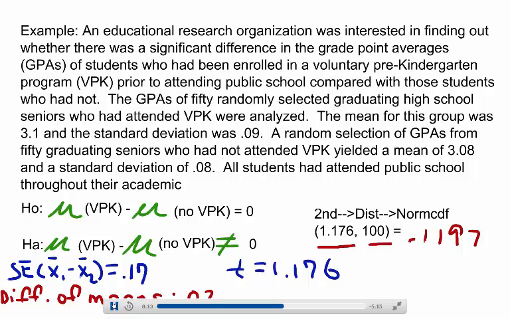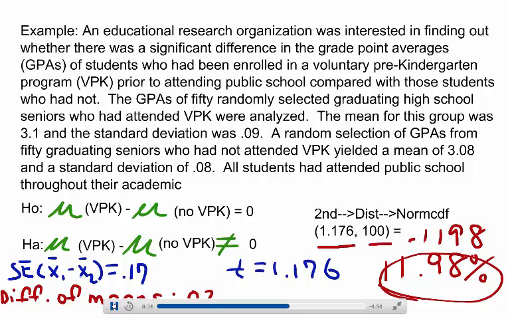And actually it goes on 9797. So let's go ahead and round that last digit up to an 8. So 0.1198, or if we move 2 decimals to the right, 11.98%. This is our p-value.